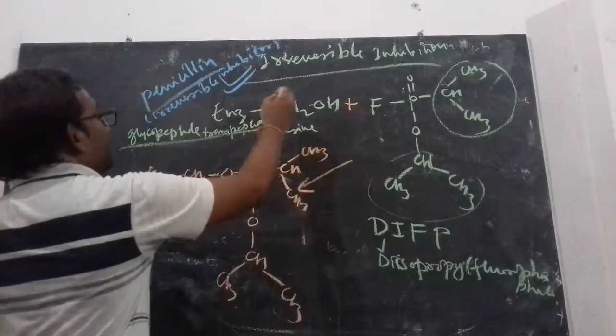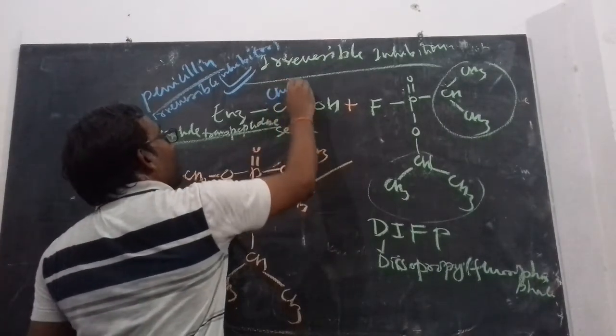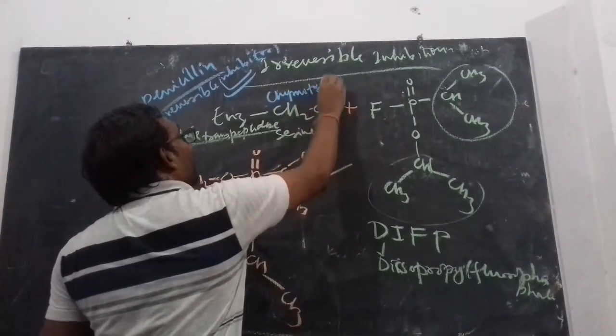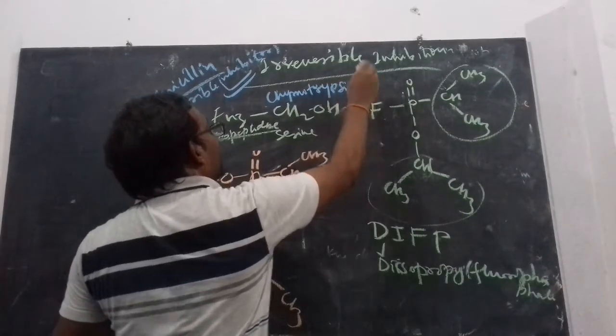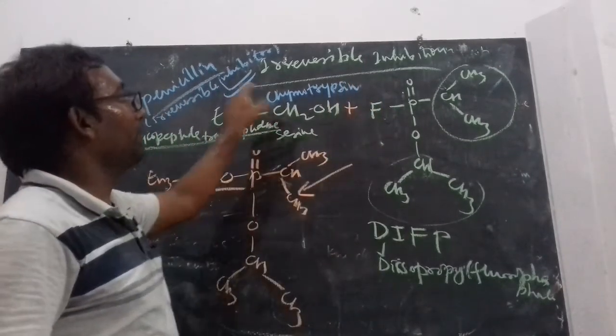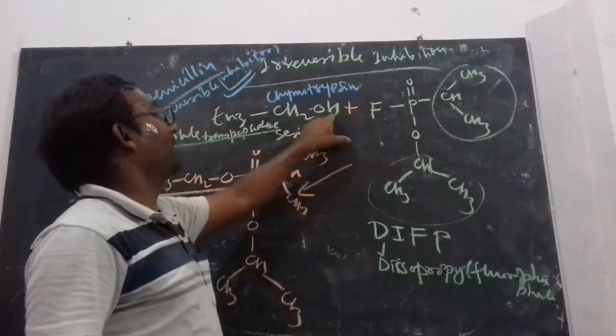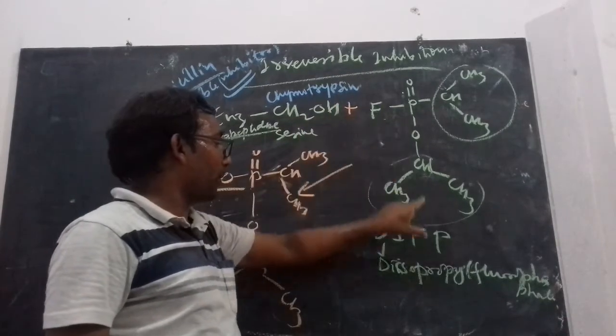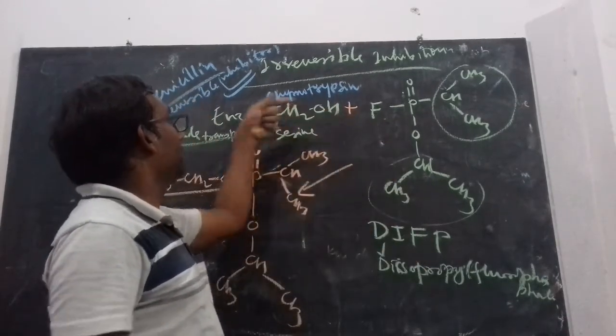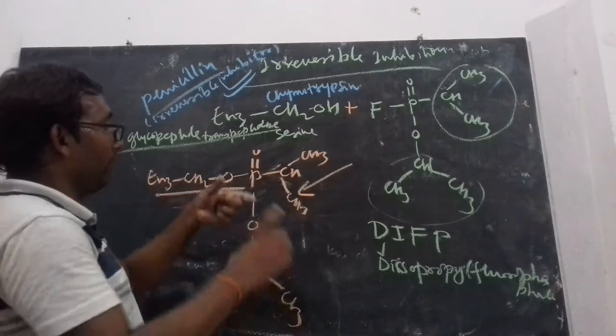What is the name of this enzyme? Chymotrypsin. So you know the function of chymotrypsin. The students of zoology must know the function of chymotrypsin. This chymotrypsin has a serine functional group, and diisopropyl fluorophosphate reacts covalently with this OH residue and blocks the enzyme.